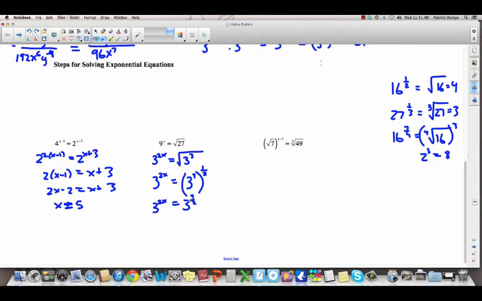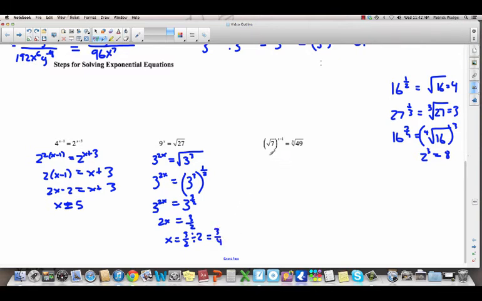Now we have the same base, and we have these 2 powers equal each other, which means the exponents must be equal to each other. 2x must be equal to 3 over 2. Last step, divide both sides by 2. So you get x equals 3 over 2 divided by 2, which is the same as 3 over 2 times 1 over 2. You get 3 over 4.